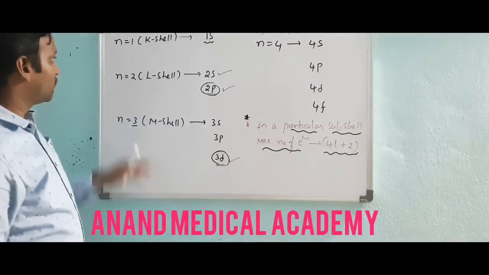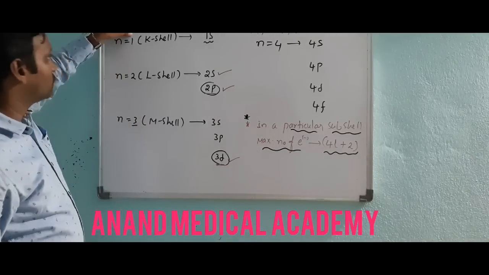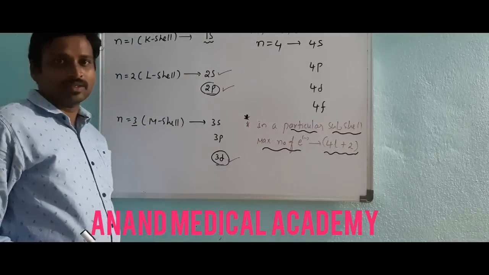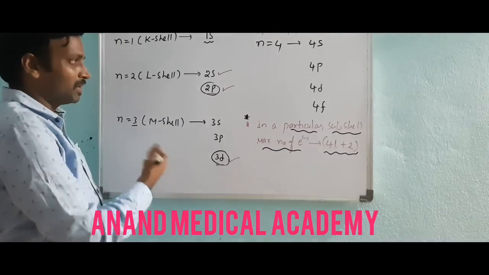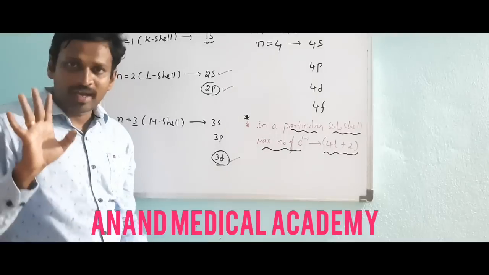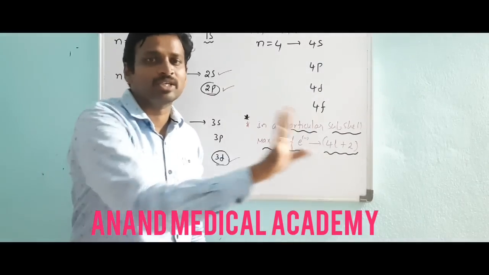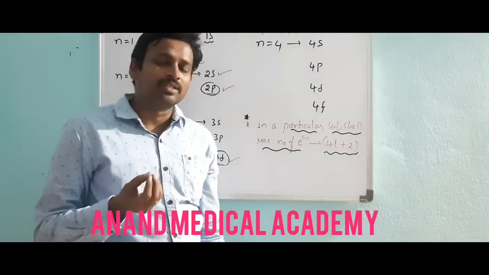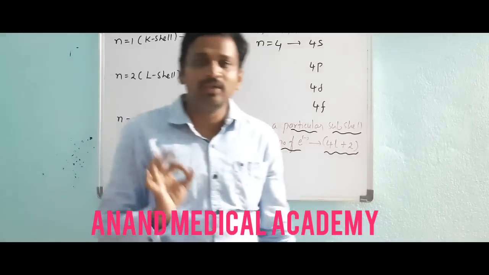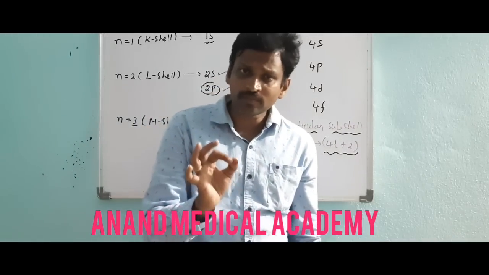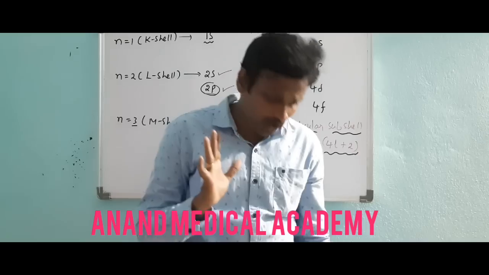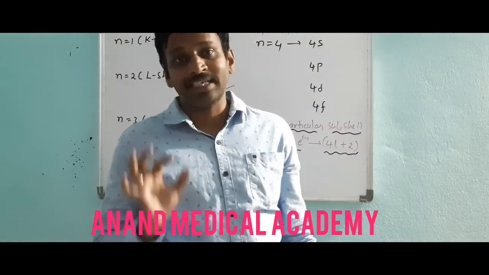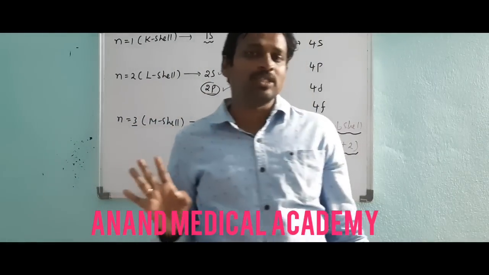So here we have the n value, and from the n value you get the number of subshells. It is important and very simple; you have nothing to remember. If you know the n value, that many subshells will be present. Suppose the n value is 6. Then 6 subshells are present.